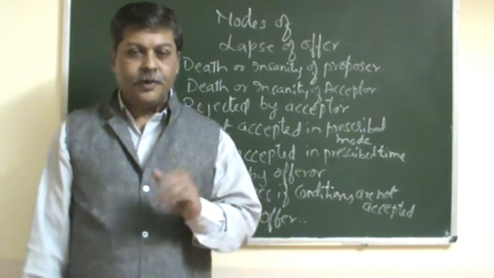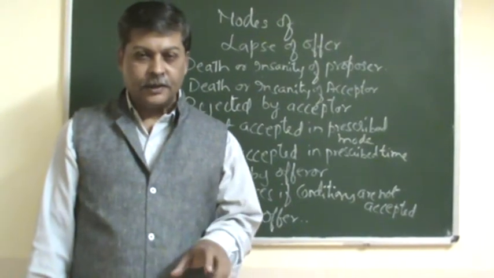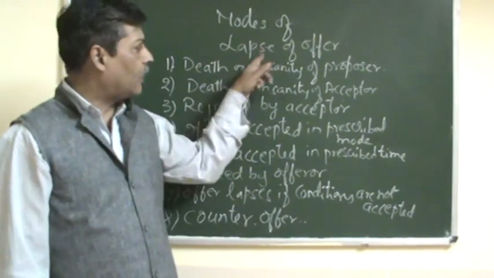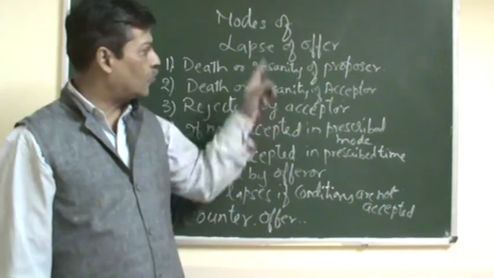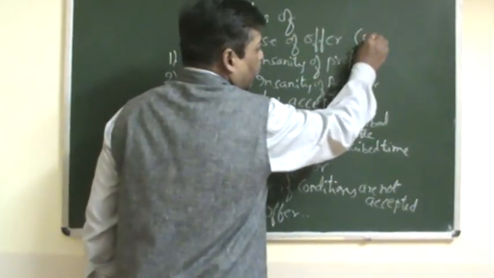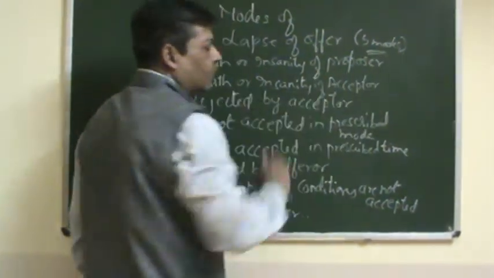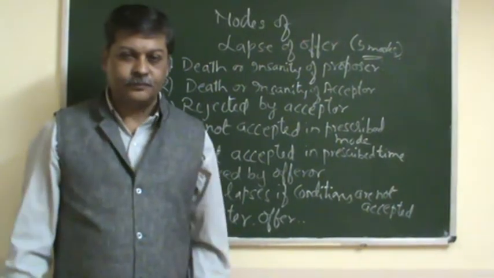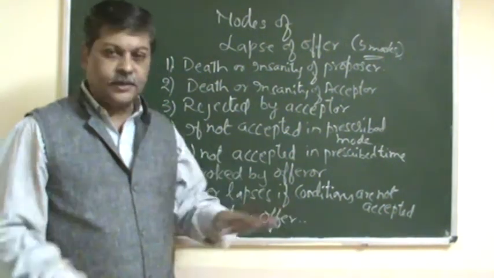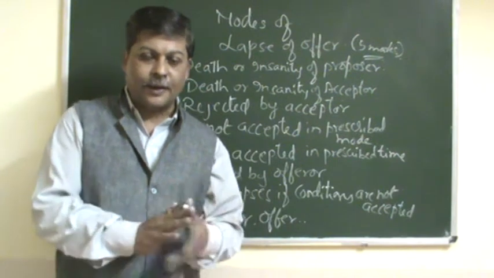Now we will be moving to the last part of the offer, that is modes of lapse of offer. This question can be for 5 marks. From your examination they may ask you a 5 marks question. This mainly describes the different modes, how the offer lapses.